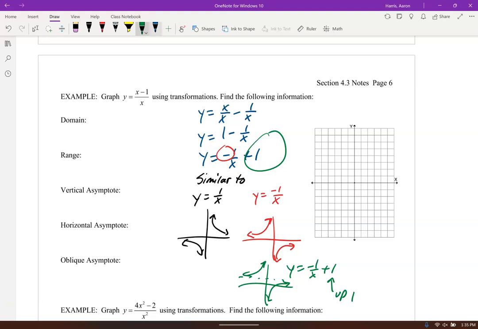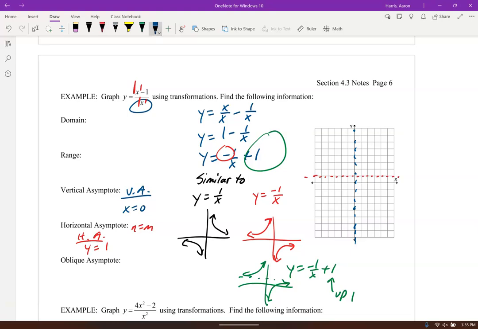I like to start with my vertical asymptote. My vertical asymptote from the original, x equaling 0. So I'm not going to touch x equals 0. Let's go to the horizontal asymptote. Well, the degree of the top is 1, the degree of the bottom is 1. They're the same. If they're the same, then we take the leading coefficients. Leading coefficients: 1 over the number in front of x, which is 1. 1 over 1. So y equals 1 is our horizontal asymptote.